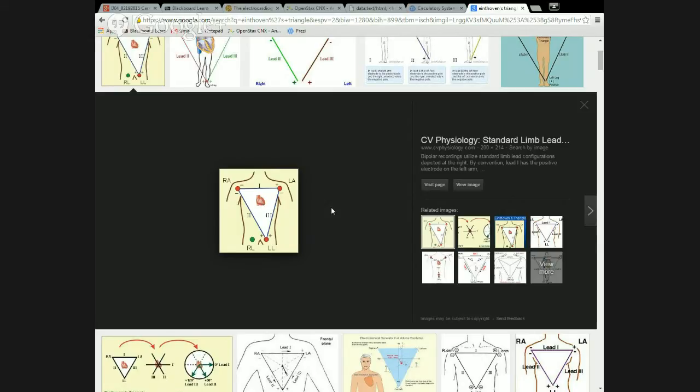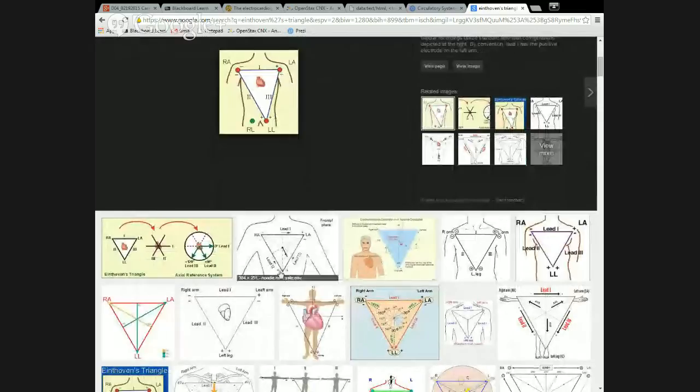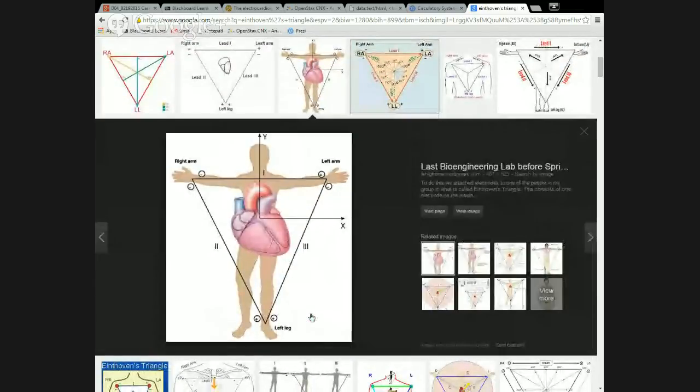Now, I was kind of hoping to find a bigger picture. This might be good. All right, that's a really weird picture, but it makes the point I want to. This is how the heart is oriented within the chest. Of course, it's much larger than it should be. And then we see the triangle superimposed over it. The line that goes from the right arm to left leg here is essentially the same line that we would draw right through the heart from the apex to the base.